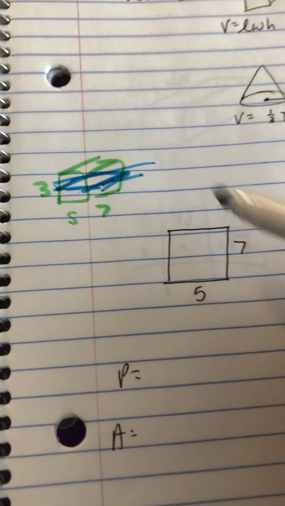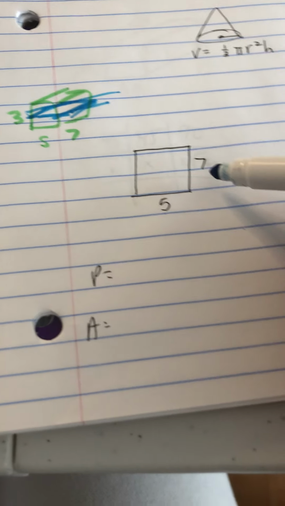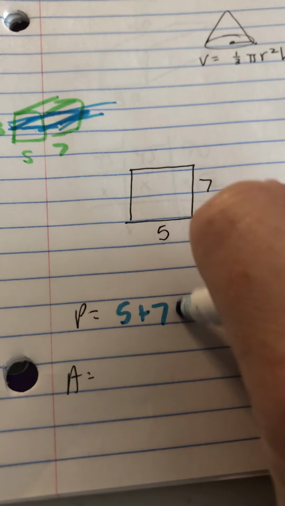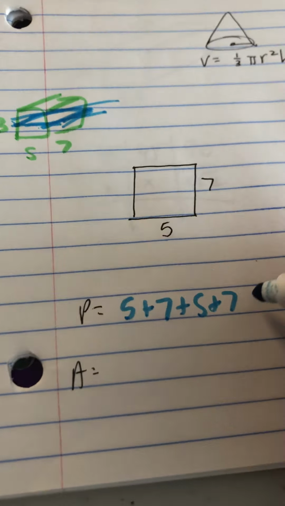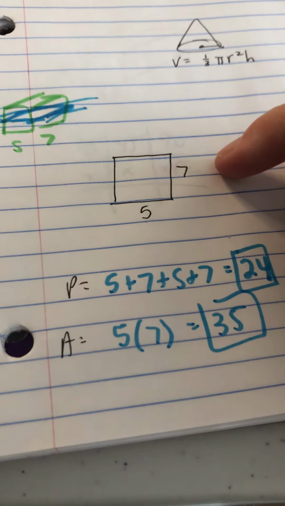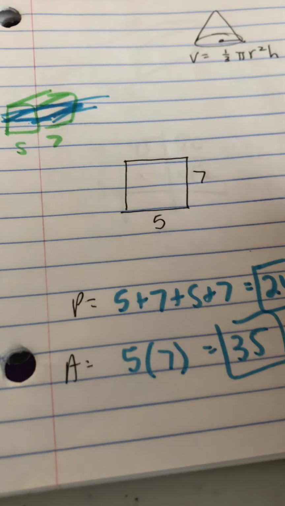So like right here, if you take it out of the picture, it's really a 5 by 7 like this. So perimeter, we would do 5 plus 7 plus 5 plus 7 all the way around, right? And so that's 12 and 12 or 24. If we did the area, we would say 5 times 7 is 35. So be careful. You could have the exact same question twice. And once it says perimeter, once it says area, and you've got to pay attention, please.